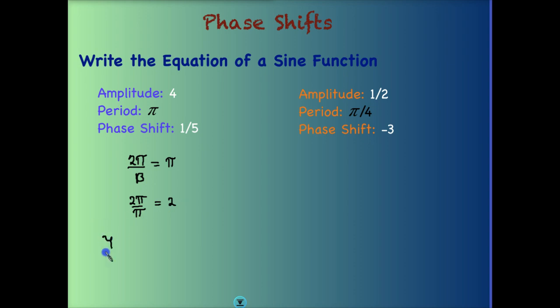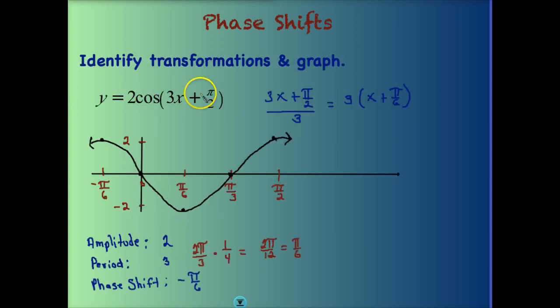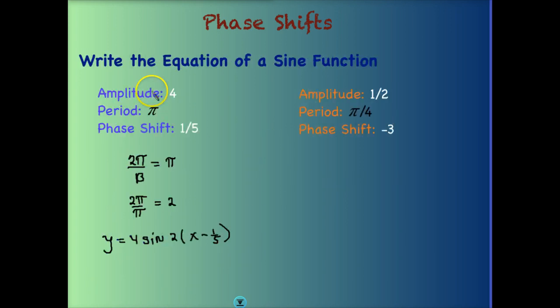If we're writing our function then, we have y equals an amplitude of 4, and then we have sine 2. Since our phase shift is positive 1/5, we know then this would be negative 1/5. We can write it like this, or we can distribute the 2 into the parentheses to write it like the two equations that we previously graphed. Go ahead and try the next one on your own.